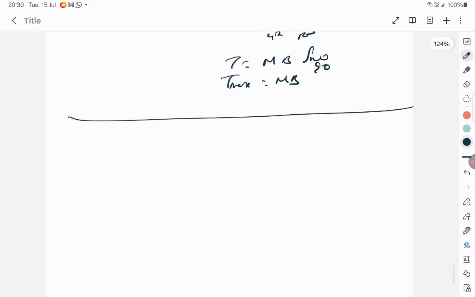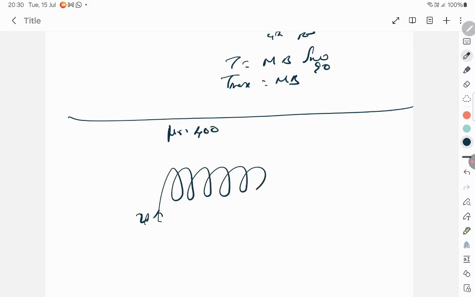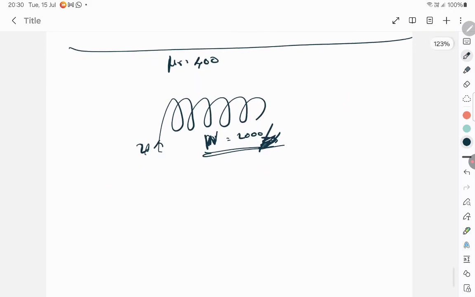Okay, so the next question that I saw today is they had given the relative permeability to be 400. They have given a solenoid which carries a current of 2 amps. They have given the number of turns per unit length to be 2000 per meter. But I would consider that's small n. I would consider the whole sum to be per meter and take capital N itself as 2000.